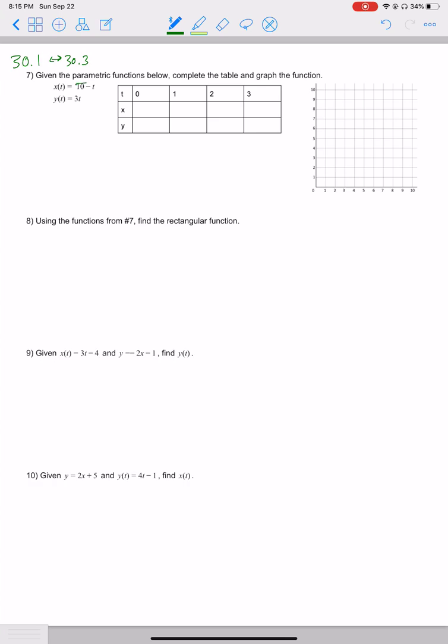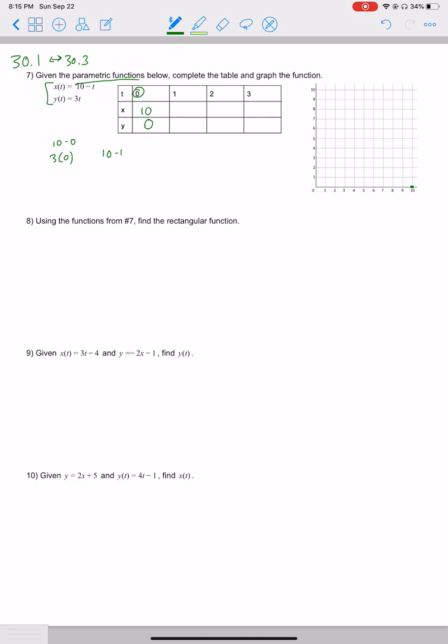So this is all about parametric functions. The first question asks, I just want to see if you understand what parametric functions are. So I gave you the set of parametric functions, and I want you to fill out the table. So what that means is take the 0, plug it in. So we do 10 minus 0 to get 10 for x, and then plug that in for t for y, and we get 0. So we can just graph it right away. We go to 10, 0, that's our first point.